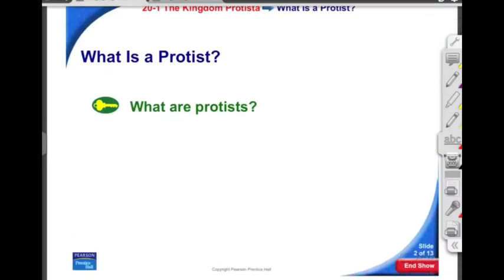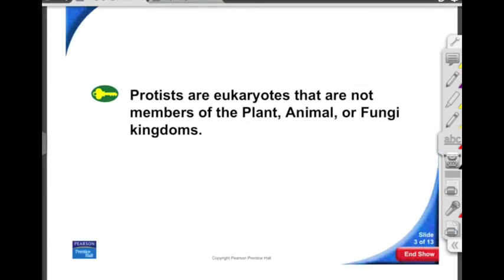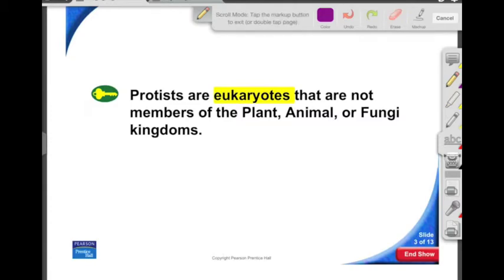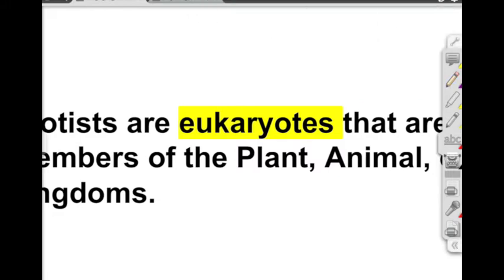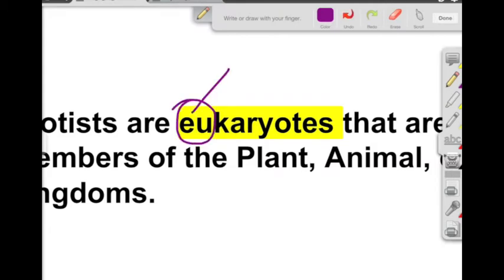So I've kind of given this away a little bit. What are protists? Well, they're eukaryotes, and that term is an interesting one. I keep pointing out to students, you gotta really know what these terms mean. Eukaryote comes from that word we've talked about a few times this year, eu, meaning true, and karyo, more or less meaning nucleus.